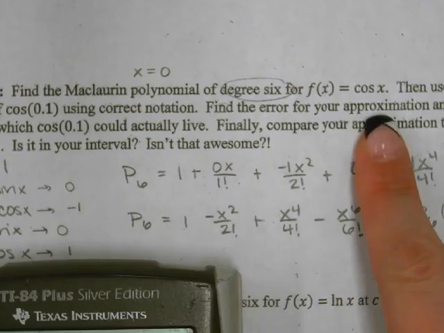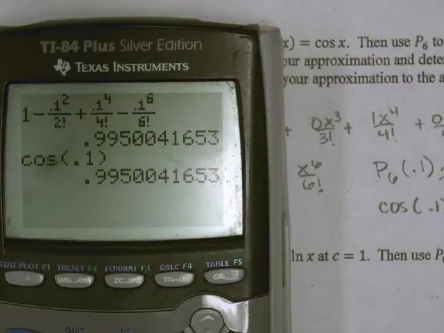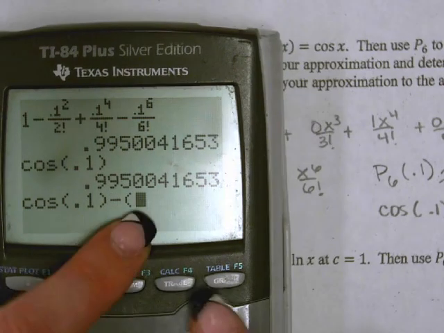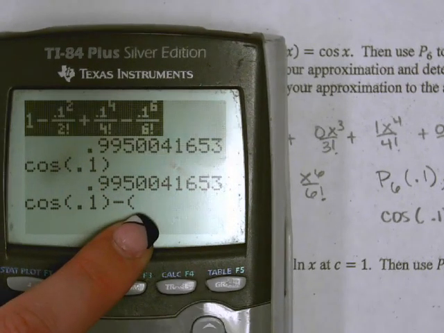And then it says that we want to see the error for our approximation. So I'm going to say cos of 0.1 minus, and I'm going to minus off what it was that we plugged in to get our approximation.